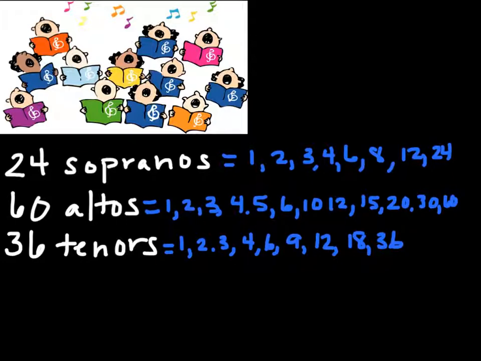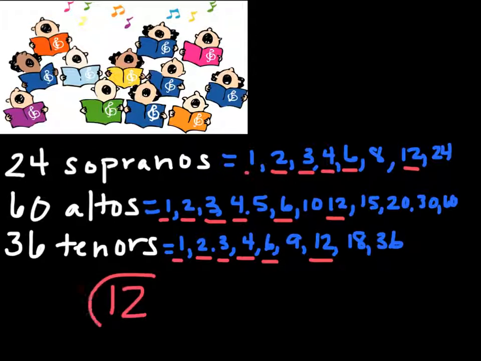Okay, now our next step is to identify the common factors. I'm going to underline our common factors in red. They are 1, 2, 3, 4, 6, 12, and that's it. So our greatest common factor between all three numbers is 12. We can form 12 groups.